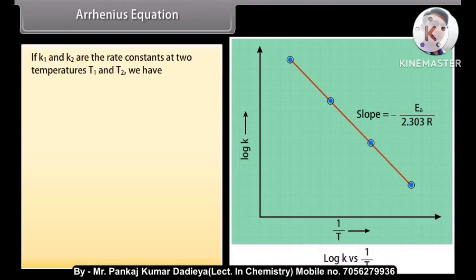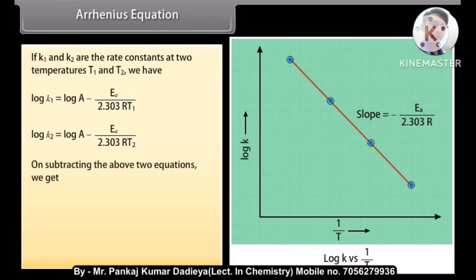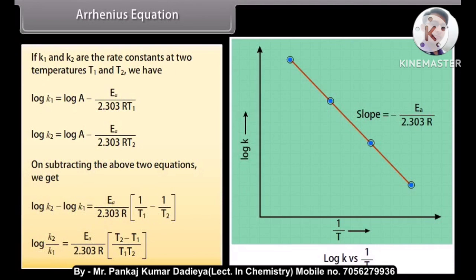If k1 and k2 are the rate constants at two temperatures T1 and T2, we have log k1 = log A - Ea/(2.303 R T1) and log k2 = log A - Ea/(2.303 R T2). On subtracting the above two equations, we get log(k2/k1) = Ea/(2.303 R) multiplied by (T2 - T1)/(T1 T2).